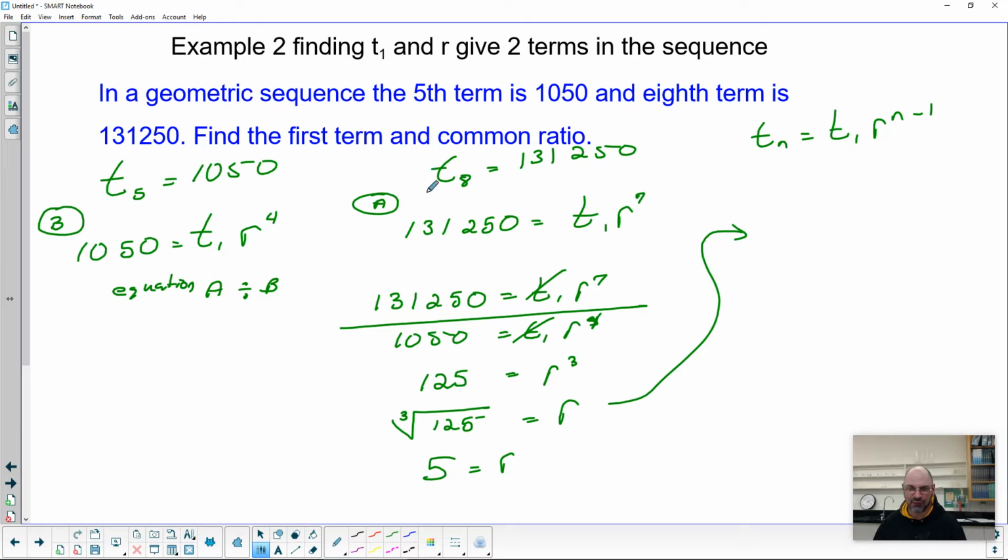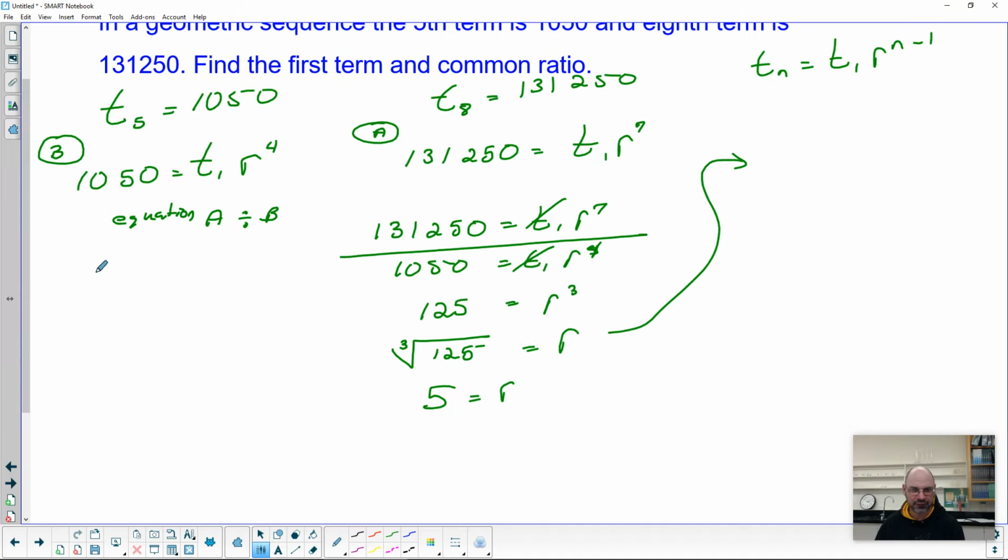To get T1, we have to go back to either this equation or this equation and solve for T1. So let's go ahead and do that using this here equation. So we're going to solve for T1. Okay, so 1050 equals T1 times 5 to the power of 4. 5 to the power of 4, if we do that, is 625.